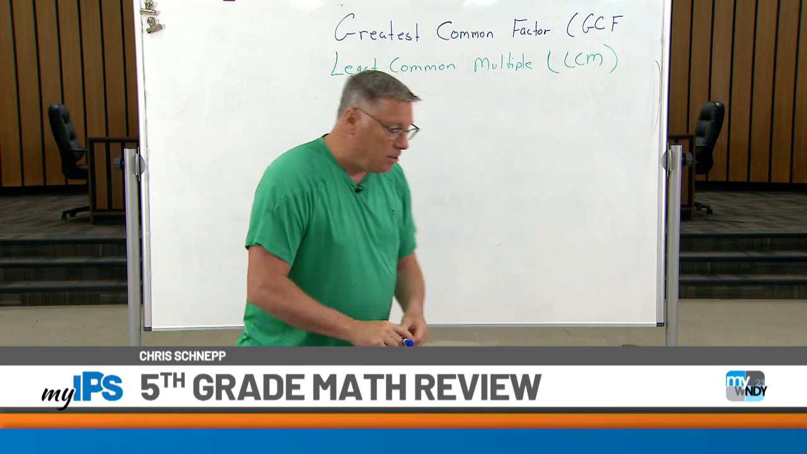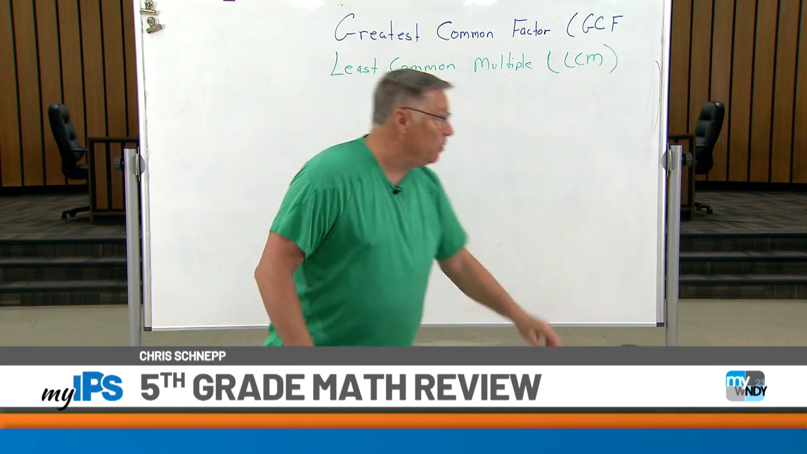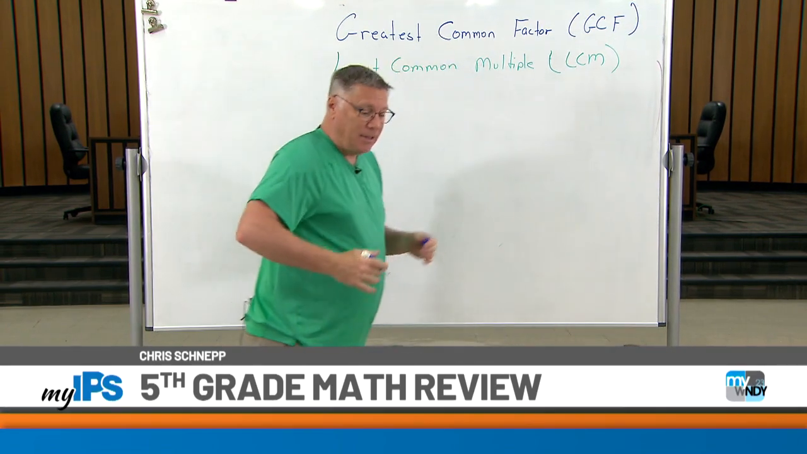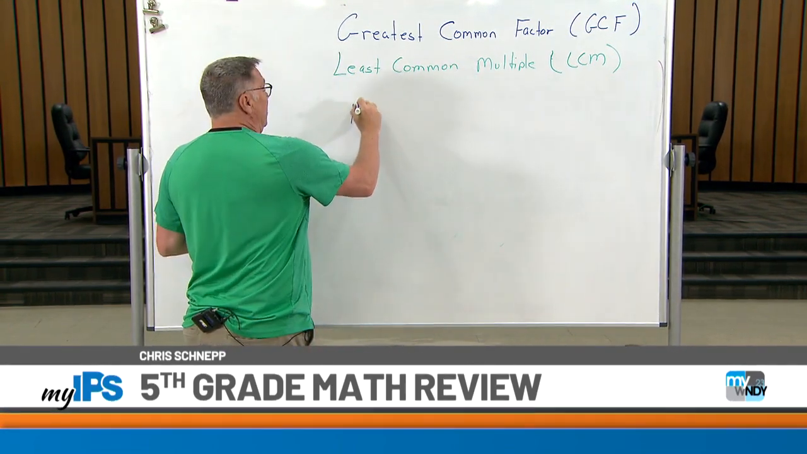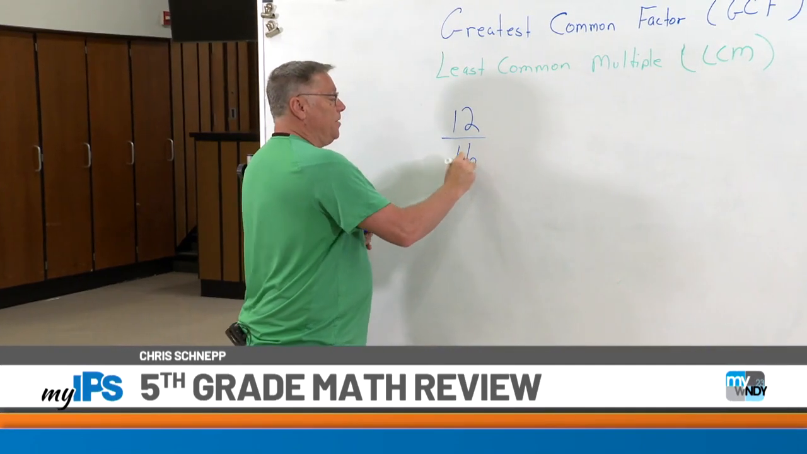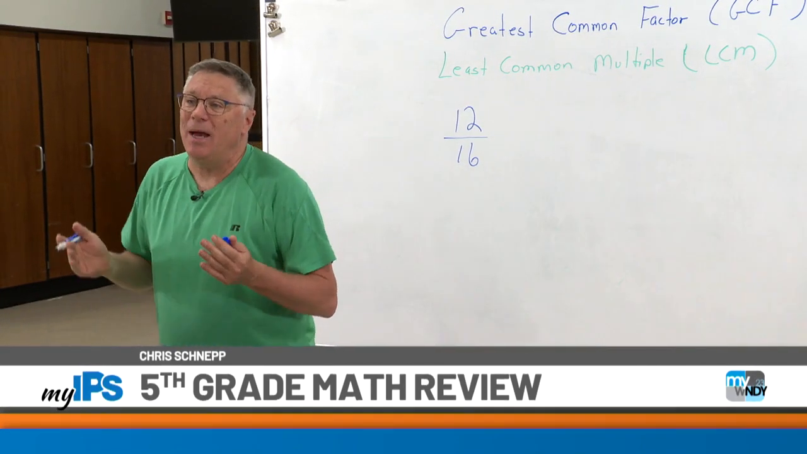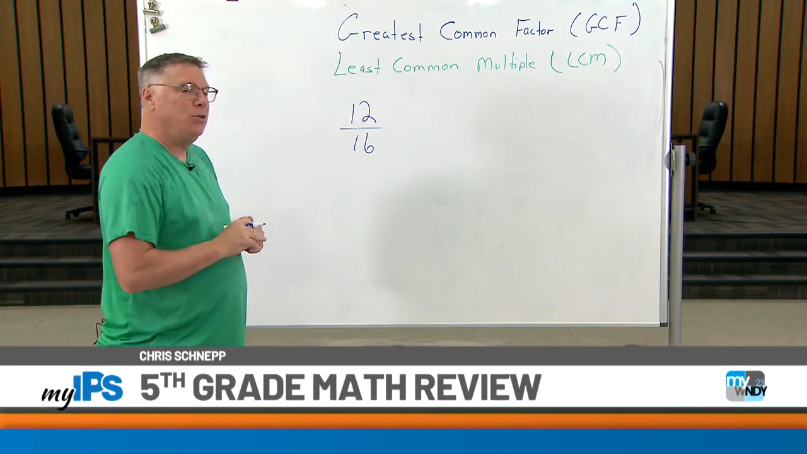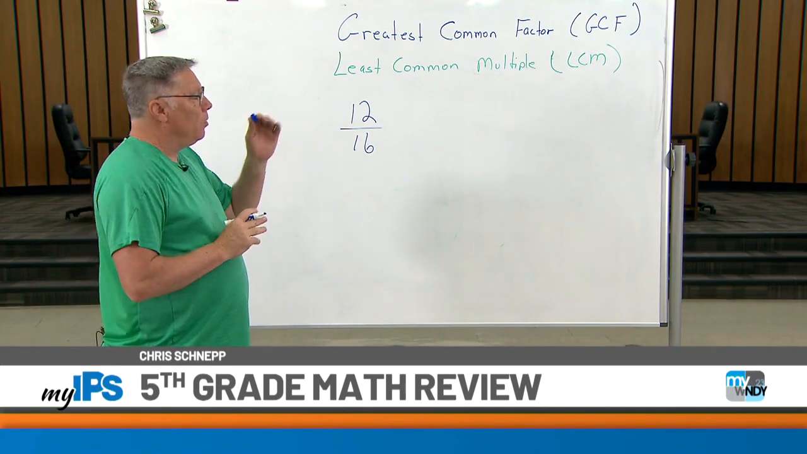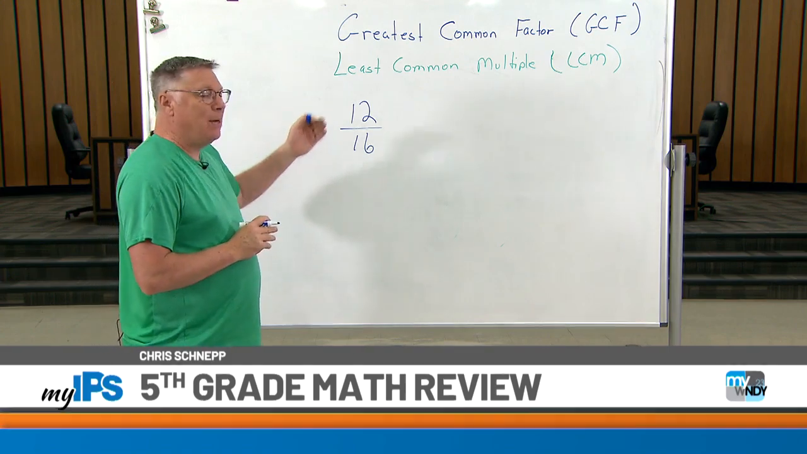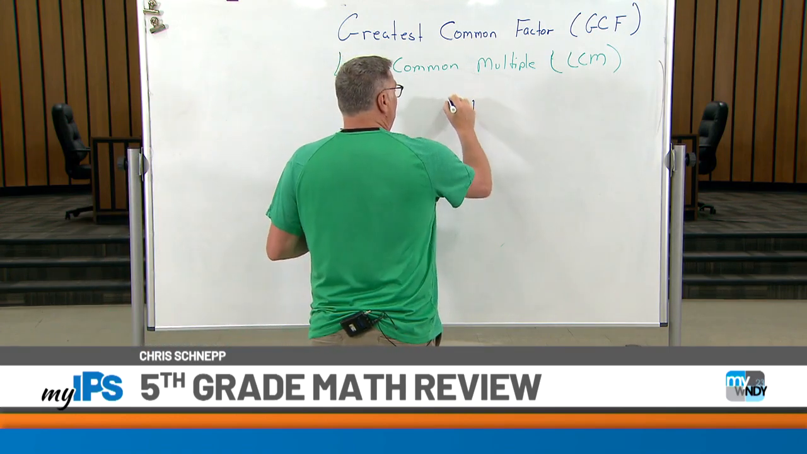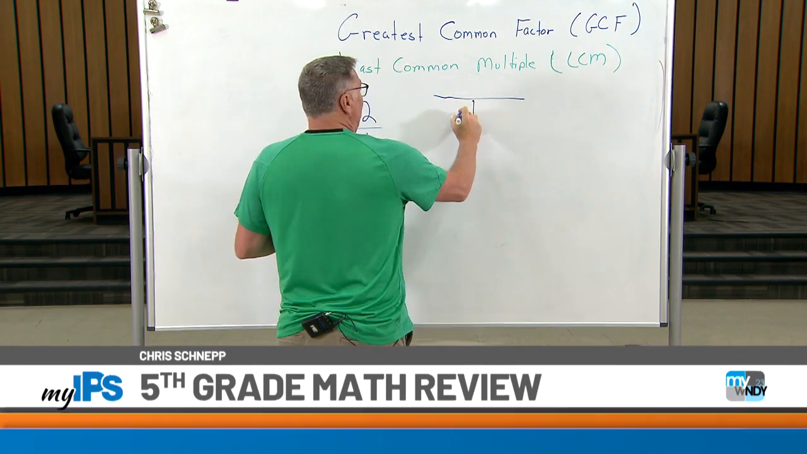So let's start out with the greatest common factor, better known as GCF. Okay, so let's say we have a fraction that is 12/16, and your teacher asks you to write that in simplest terms, and you think, well, how am I going to do that? All right, well, an easy way is to find the greatest common factor of each number. So what I'm going to do is make a couple of T-charts here.